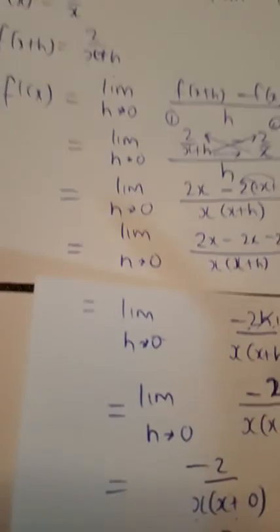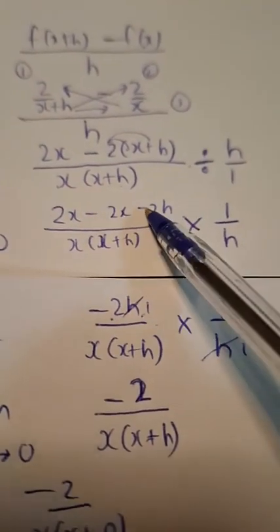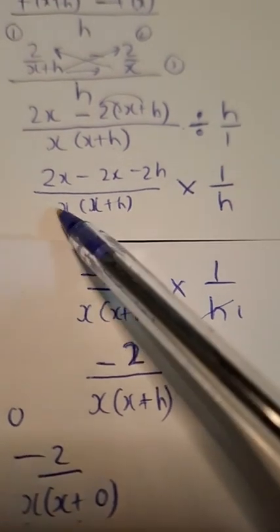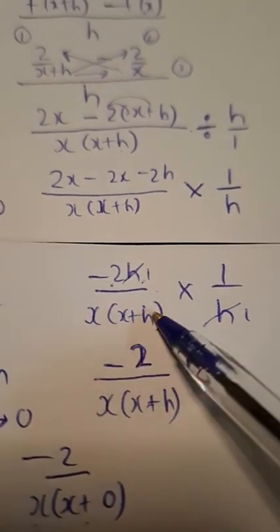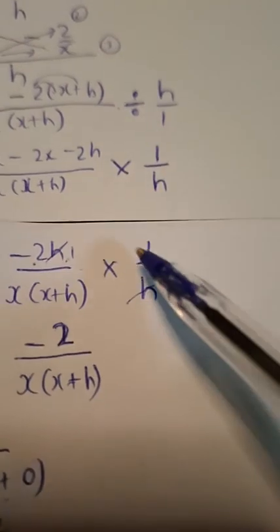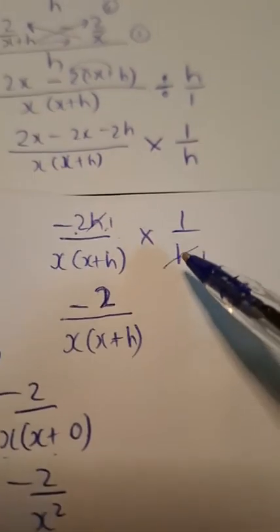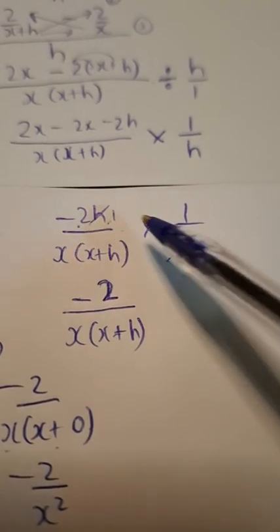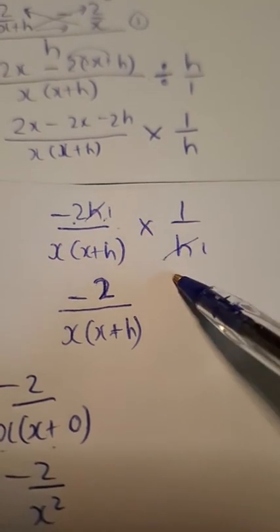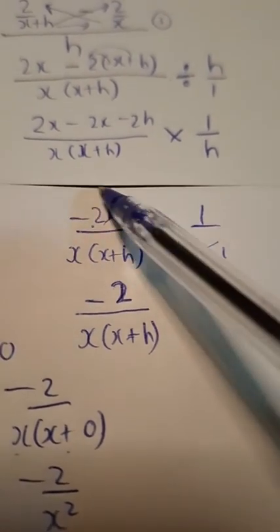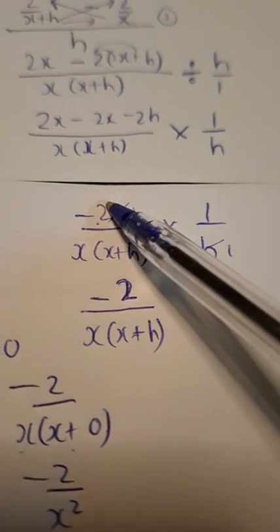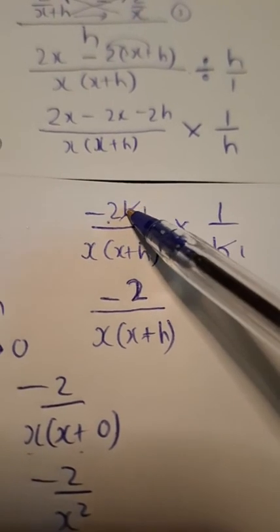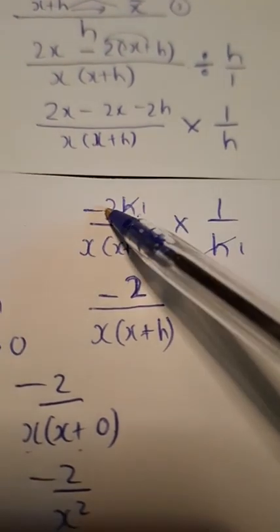2x minus 2x gives us what? 0. And then we are left with negative 2h in the numerator. There it is. Over what? Over x into x plus h. Times what? Times 1 over h. Okay, and then this h and this h, the relationship between minus 2 and h is multiply. We have times and then 1 over h. But since this is in the denominator and that's in the numerator, those two can cancel, because cancellation can happen as long as it's not across an addition or subtraction sign. So this h and this h, they cancel out.